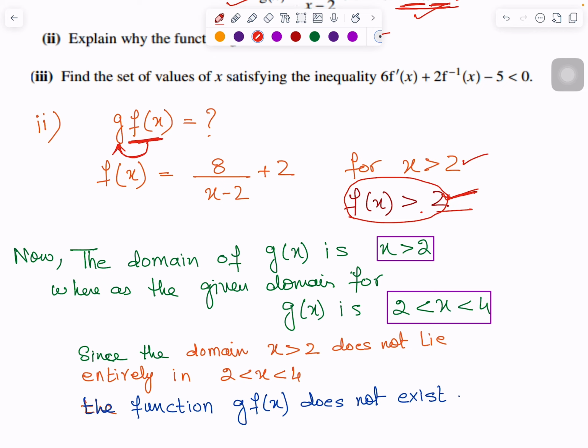By the way, I said the last part I am not solving it because it is a simple part, you can do it. What is the difference? This means differentiation of function f. This means inverse of function f. So just multiply that by 6 by 2 and then solve like an inequality.